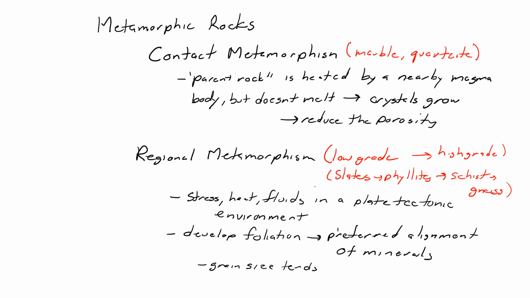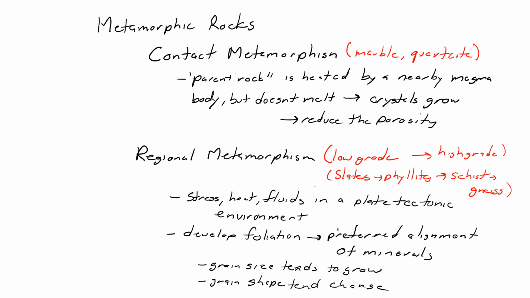The grain size tends to grow with increasing metamorphic grade, which reduces porosity. Grain shape tends to change. They tend to get bigger and flatter until you hit the gneiss stage, and then new minerals form. So grain shape tends to change as well. The result is that you get lower porosity at higher grades of metamorphism.